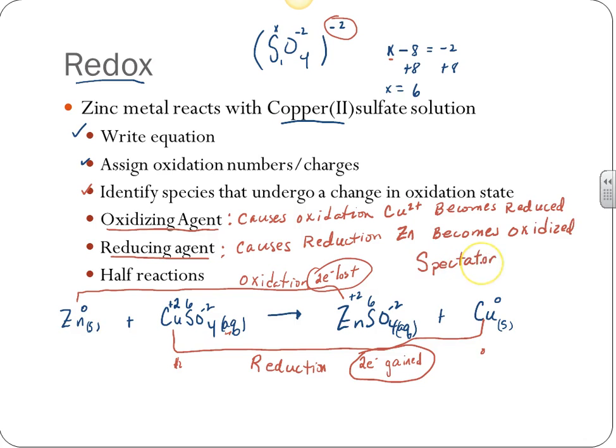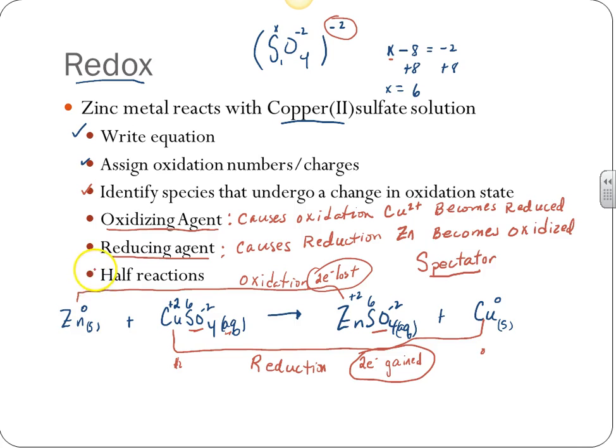A spectator is something that's sitting back and watching, but not actually being involved in the process. So anytime we have, and you're going to see this in more detail in our next type of equation after this, anytime you have a species that is there, but it's not actually doing anything, we call that a spectator. So sulfate is actually acting as a spectator in this situation, not really involved.